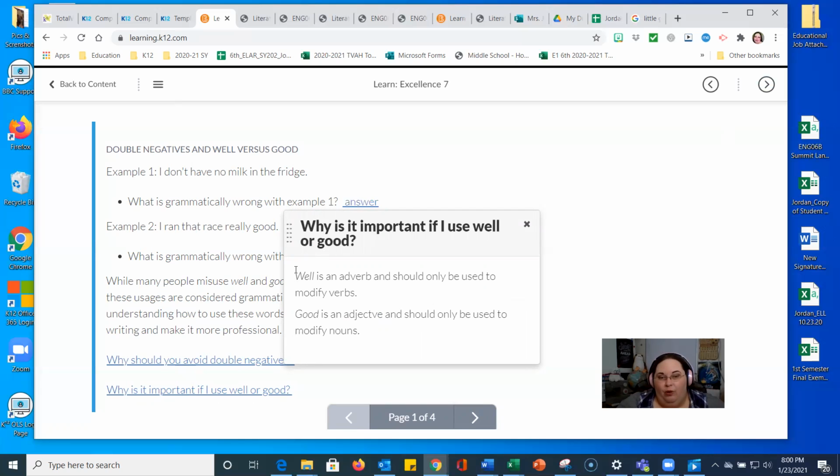Why is it important if we use well or good? Well is an adverb and should only be used to modify a verb, okay? Good is an adjective and should only be used to modify nouns. That's why you should say, I don't feel well. It's not I don't feel good. I don't feel well.